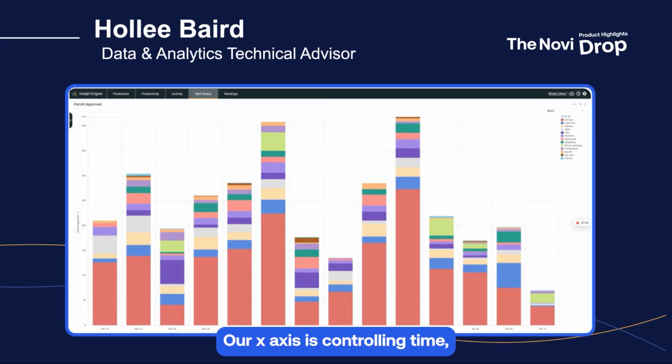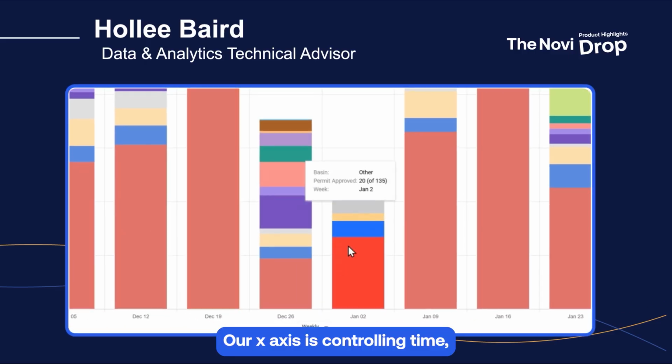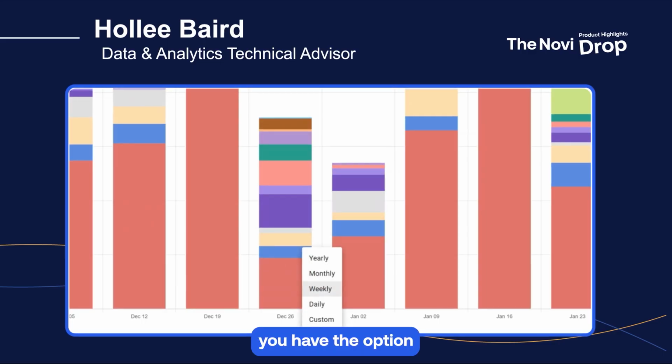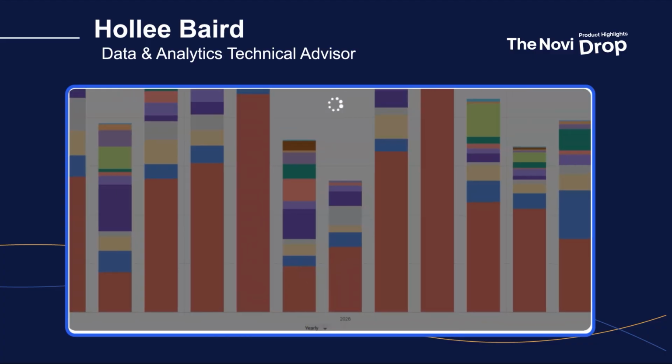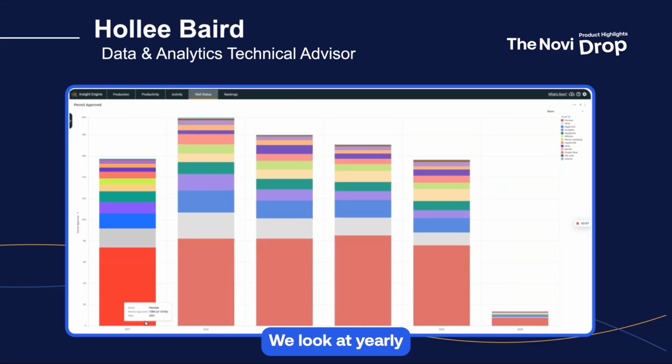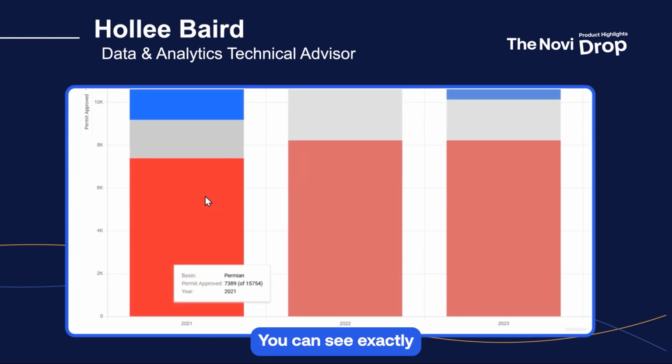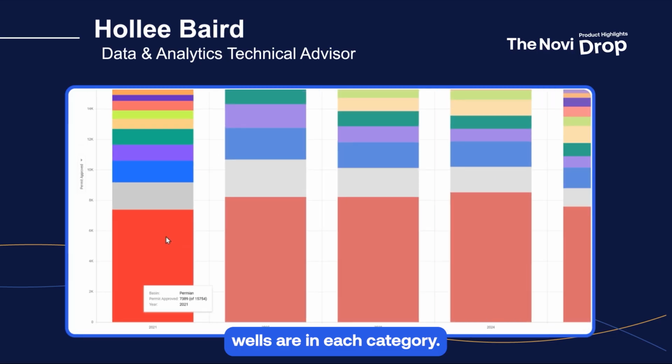Our x-axis is controlling time, and you have the option to look at yearly, monthly, weekly, or even daily. If we look at yearly, you can see how that breakdown changes. By hovering over these bars, you can see exactly how many wells are in each category.